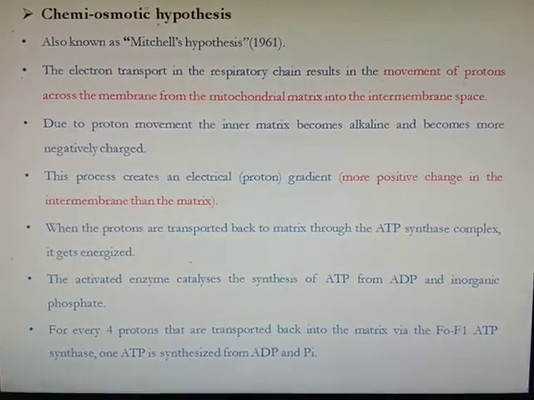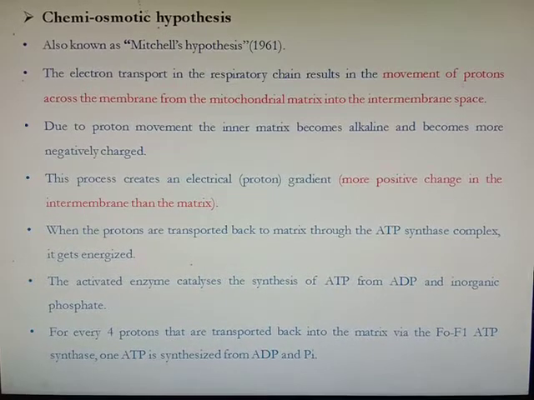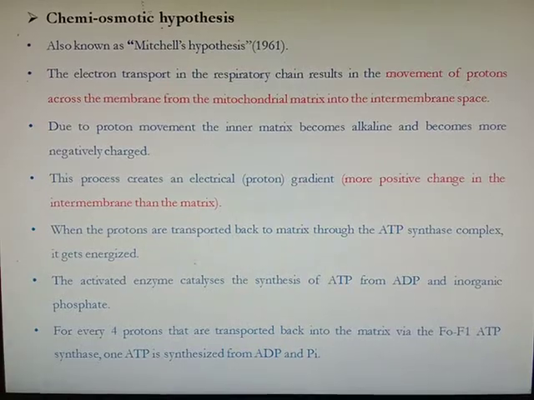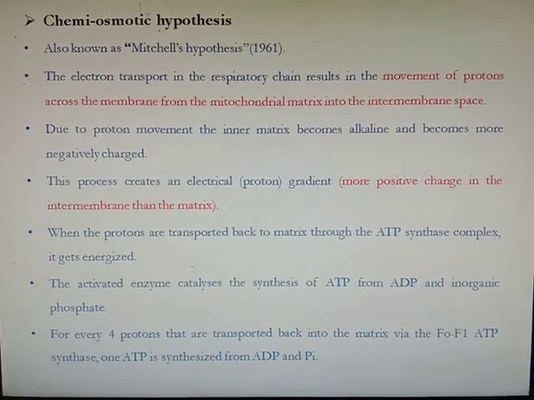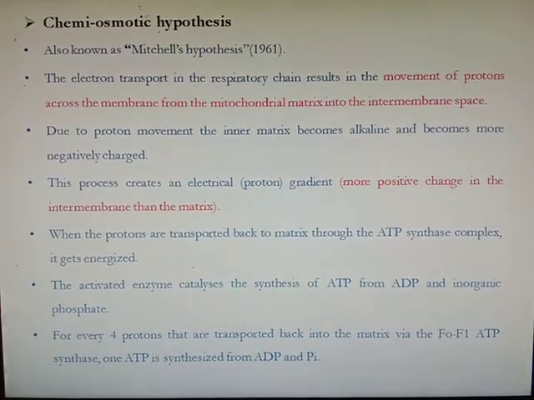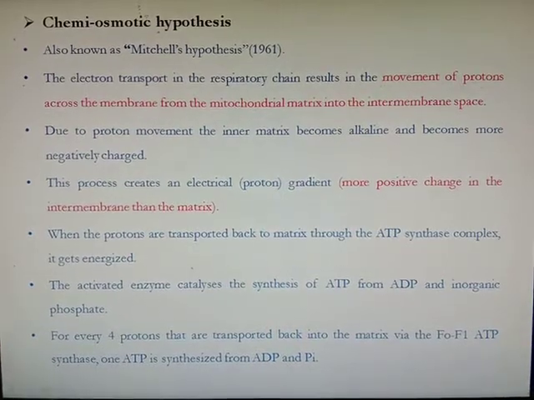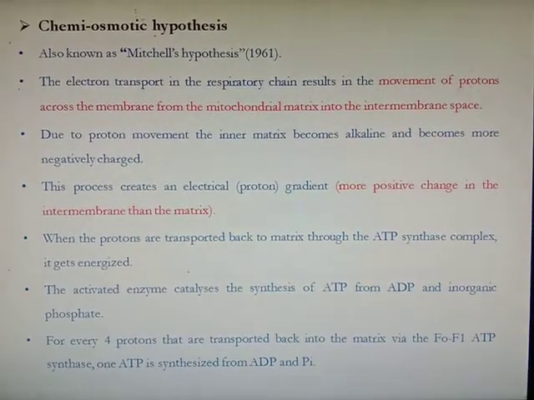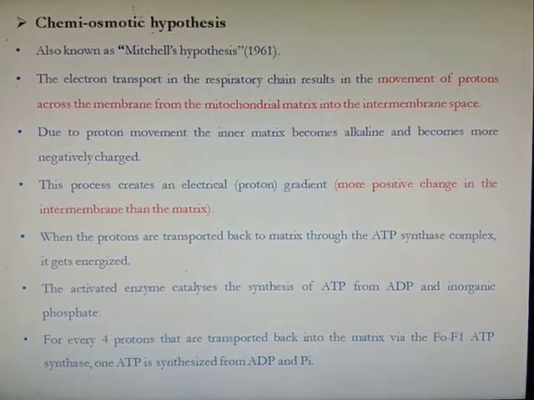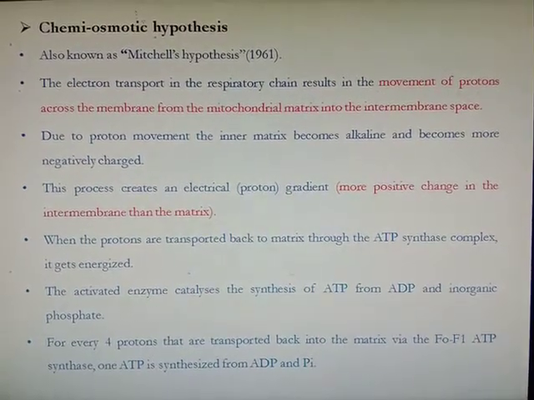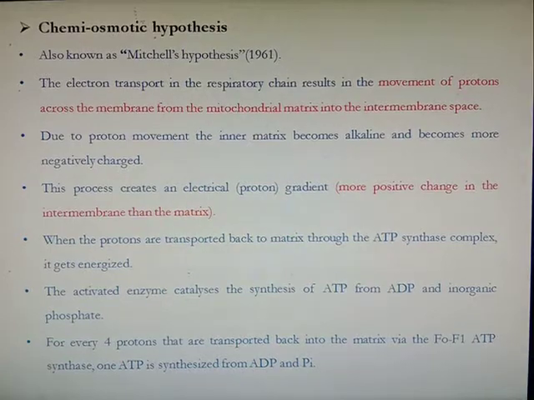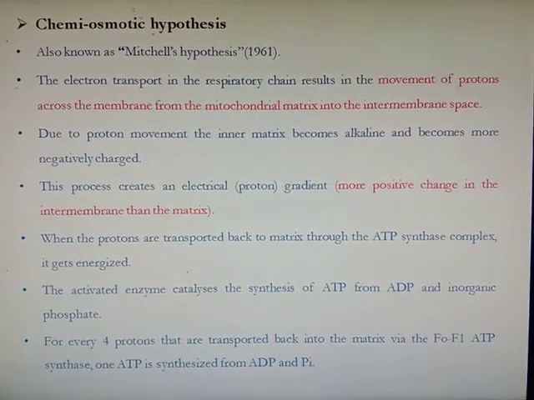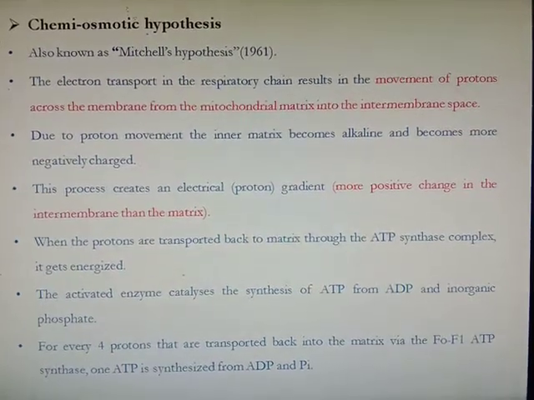When protons are transported back to the matrix through the ATP synthase complex, it gets energized. The activated enzyme catalyzes the synthesis of ATP from ADP and inorganic phosphate. The energy is released during the proton transfer back into the matrix. For every 4 protons that are transported back into the matrix via FO F1 ATP synthase, 1 ATP is synthesized from ADP and inorganic phosphate.